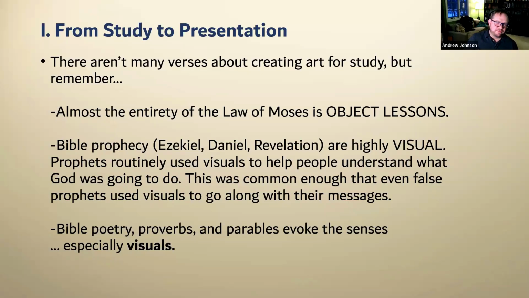Now, think also about Bible prophecy, especially books like Ezekiel, Daniel, Revelation. If I say the great red dragon, you have an immediate visual that comes to mind, right? God through prophecy communicates things very visually so that we have a really good understanding of what it is that he's talking about. He allows us to ponder what he's talking about through a visual medium. Yes, through words, but through a visual medium in those words. And prophets routinely used visuals to help people understand what God was going to do.